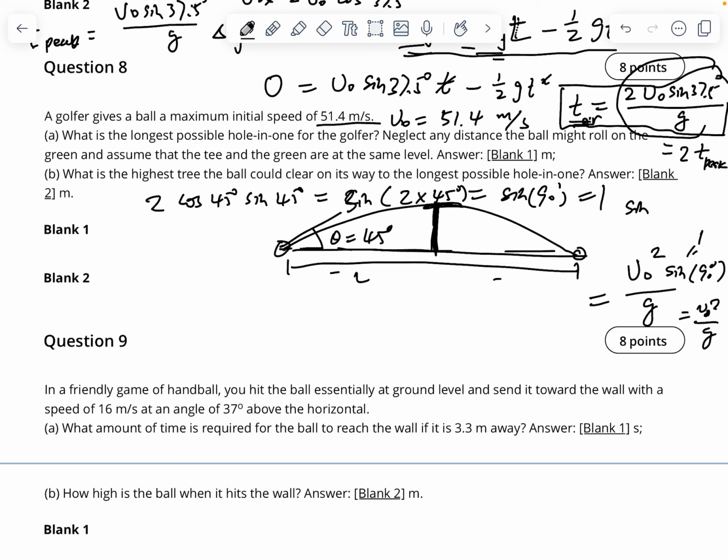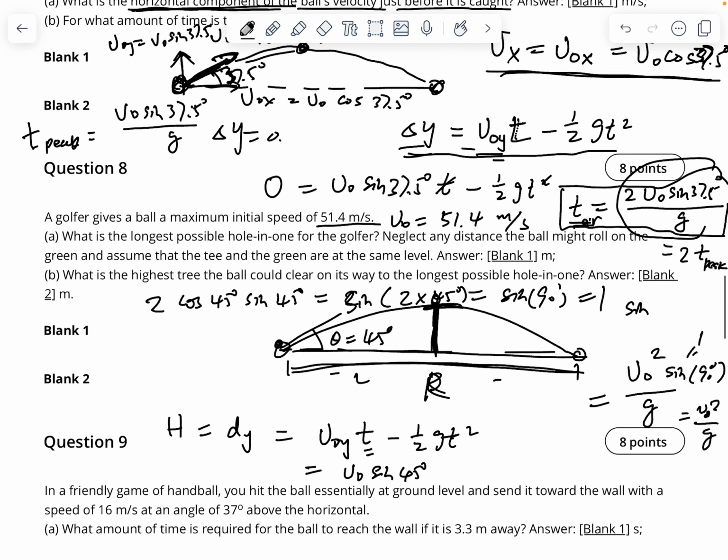So this is basically the range, right? And we know the height equals dy, right? Start from here, you reach here. This equals v naught y t minus 1 half g t squared. V naught y equals v naught sine 45, right? What's the t? Well, from here, that's the time to reach the peak.